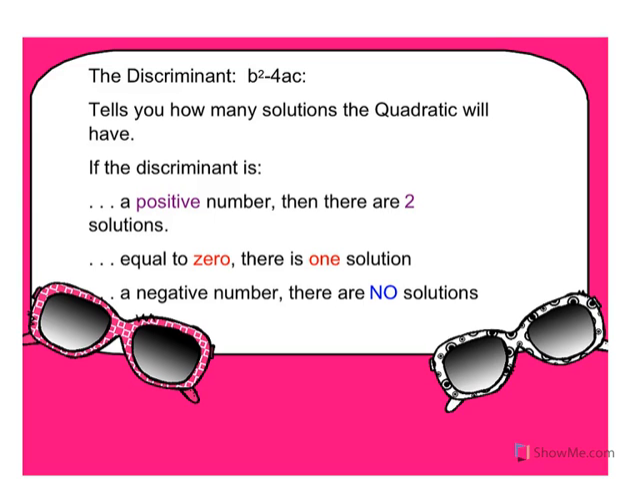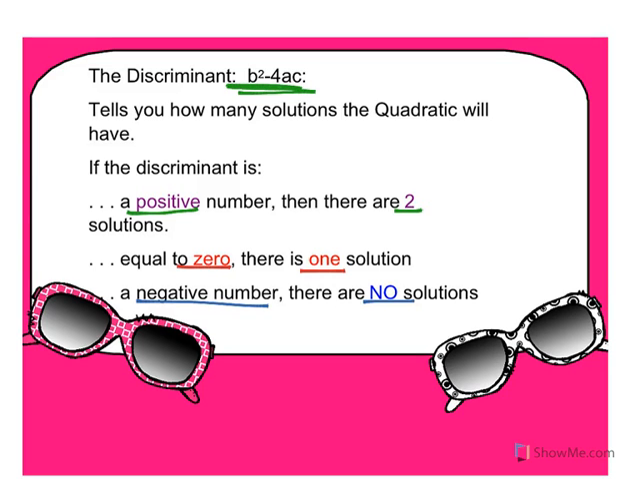Now the discriminant, the b squared minus 4ac, that is called the discriminant. That actually tells us ahead of time how many solutions our quadratic formula or function will have. If the discriminant is a positive number, there will be two solutions. If the number is equal to 0, there is only one solution. A negative number will have no solutions.